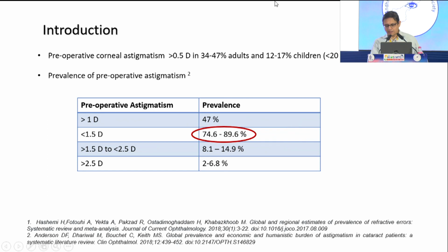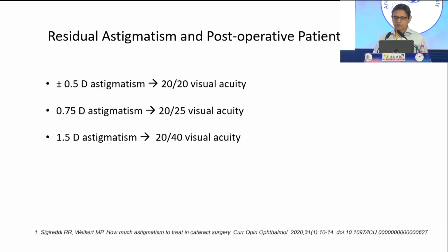Now, why we are bothered about astigmatism is that about 50% of patients present with more than one diopter of astigmatism, and around another 25% fall in the range of 1 to 1.5 diopters of astigmatism. And as cataract surgery itself has become partly a refractive surgery, this has become more important to treat at the time of cataract surgery. And it's important because up to around 0.5 diopters of astigmatism, it has minimal to no effect on the visual acuity of the patient. Most patients will have 20/20 visual acuity.